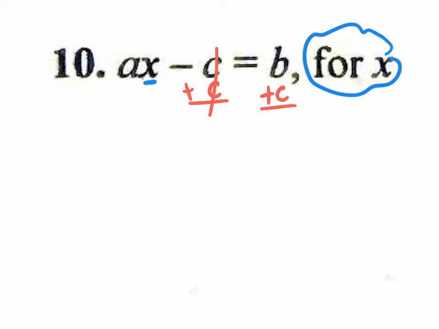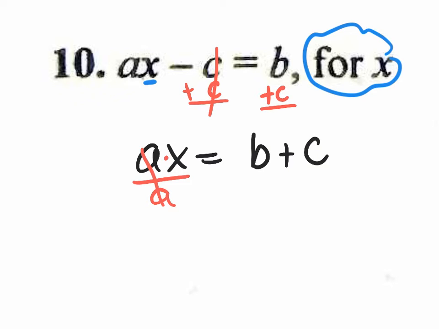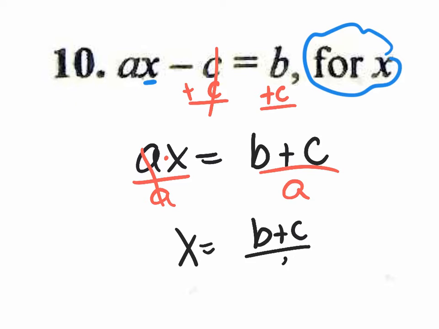No, so I'm just going to rewrite it, okay? So what do I have left? I have ax equals b plus c. What's my final step to get x by itself? There's a times x. You don't want the multiplication of a. So you divide by a, divide the whole thing by a, and that's it. X equals b plus c divided by a.